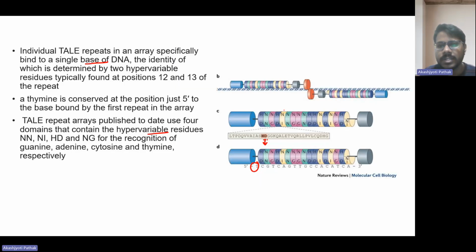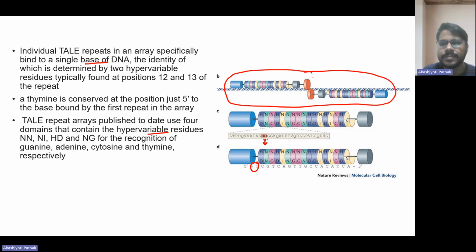You see here, this is a dimer. In this figure also you can see this is the FokI endonuclease. The FokI endonuclease forms a dimer and will cleave a particular region of the DNA, and these are the DNA binding domains. This hypervariable domain is allowing the recognition of a particular nucleotide. This is the way in which these TALENs are designed.